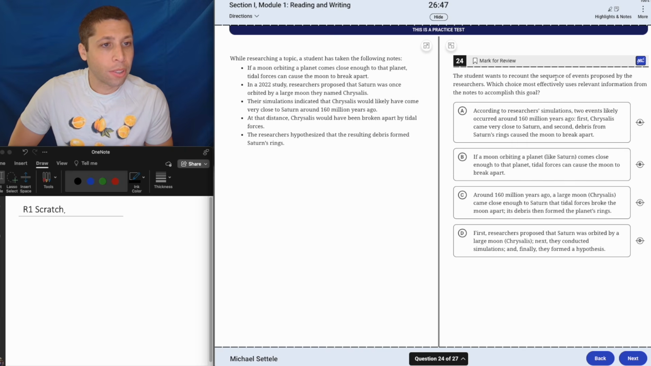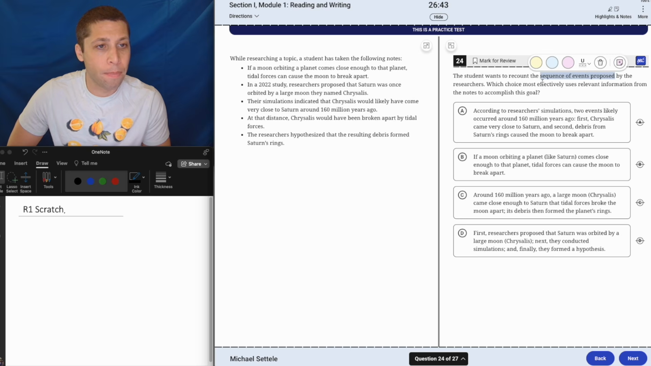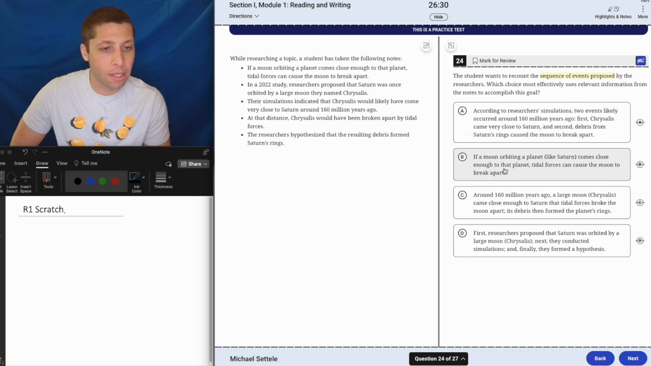All right, student wants to recount the sequence of events proposed by the researchers. Sequence proposed. Okay. According to researchers' simulations, 2 events likely occurred around 160 million years ago. First, Chrysalis came very close to Saturn, and second, debris from Saturn's rings caused the moon to break apart. Okay, that seems like an order of events. If a moon orbiting a planet like Saturn comes close enough to the planet, tidal forces can cause the moon to break apart. No sequences.